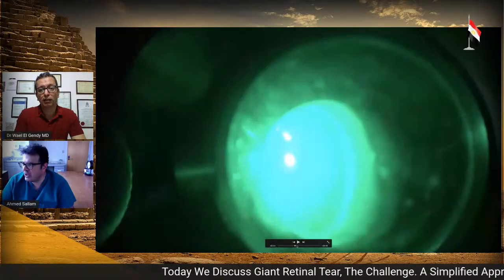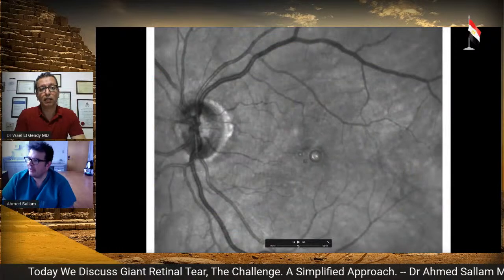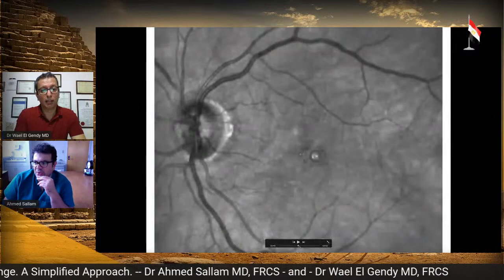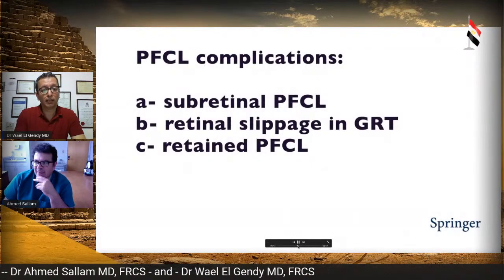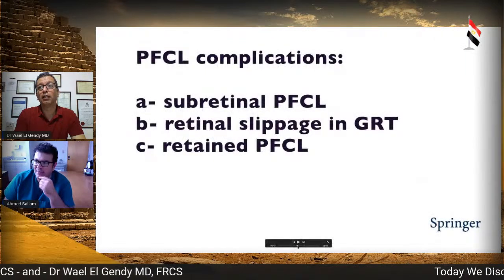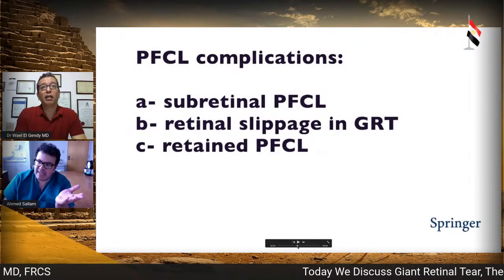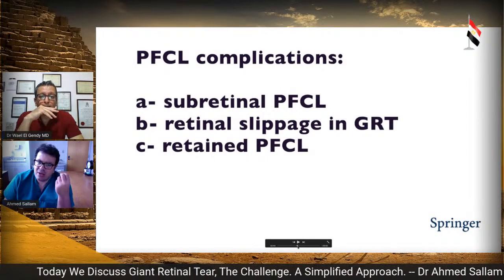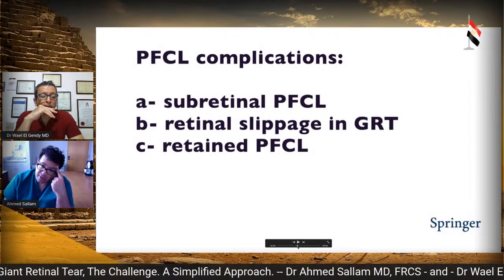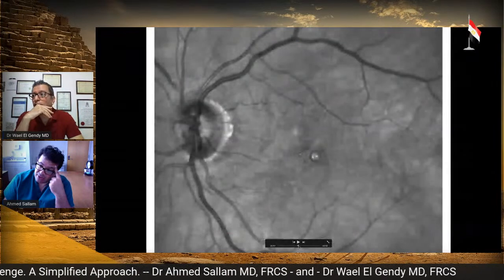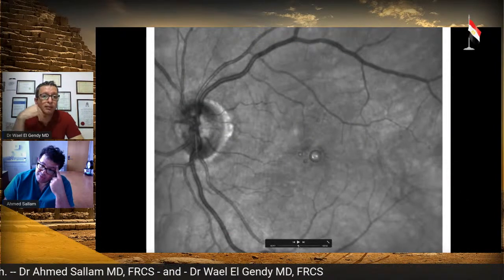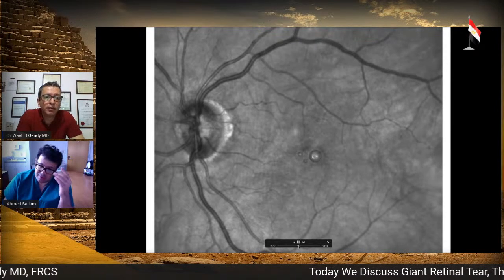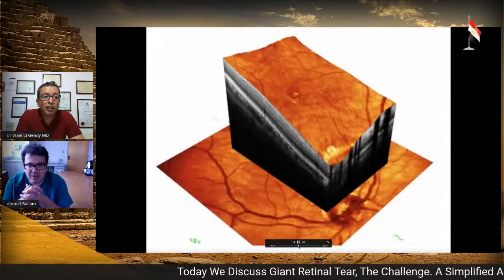And then laser, but let me show you from another, this is a complication as well that is even more dreadful than Wael showed. These are complications that can happen from PFCL, subretinal PFCL, which is not a big deal if it's not too big and you find it after the surgery and it's not in the center. Retinal slippage and retained PFCL are the main complication. This is a case for you where we ended up with PFCL under the fovea. And that's not a surprise because this is the most dependent area in the eye.